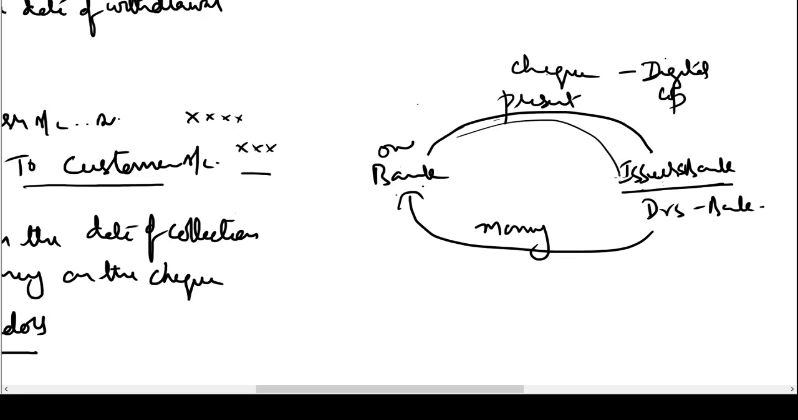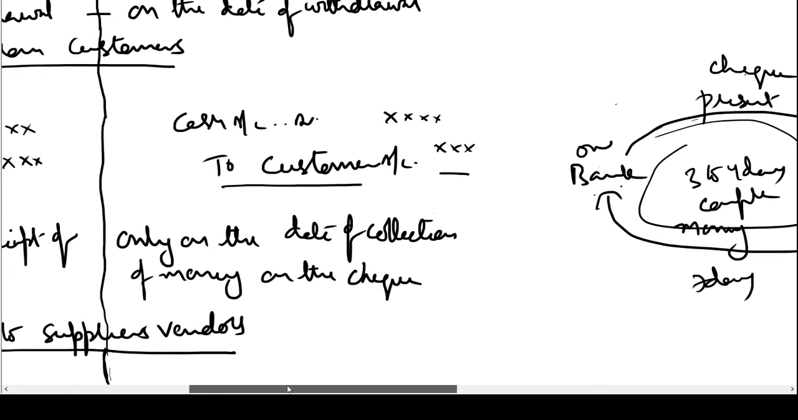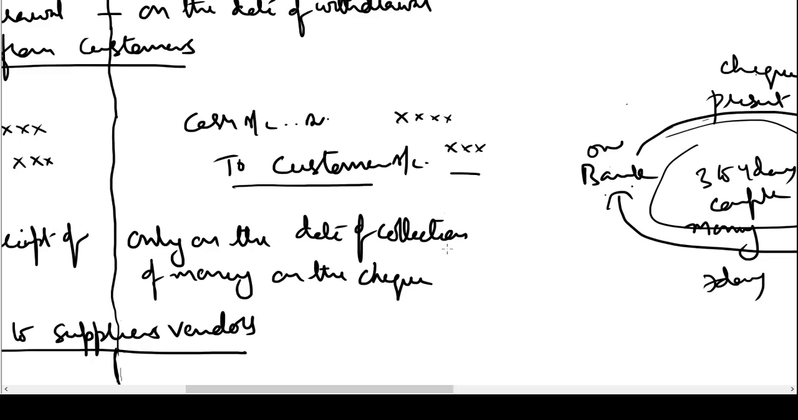This process will at least take 3 to 4 days. Sometimes it can be completed in a couple of days as well. In the case of outstation checks, it may take 7 days as well. That means there can be a gap between the date of deposit of the check and the date of collection of money on the check. So this entry is recorded only on the date of collection of money on the check. So these entries are passed on different dates.